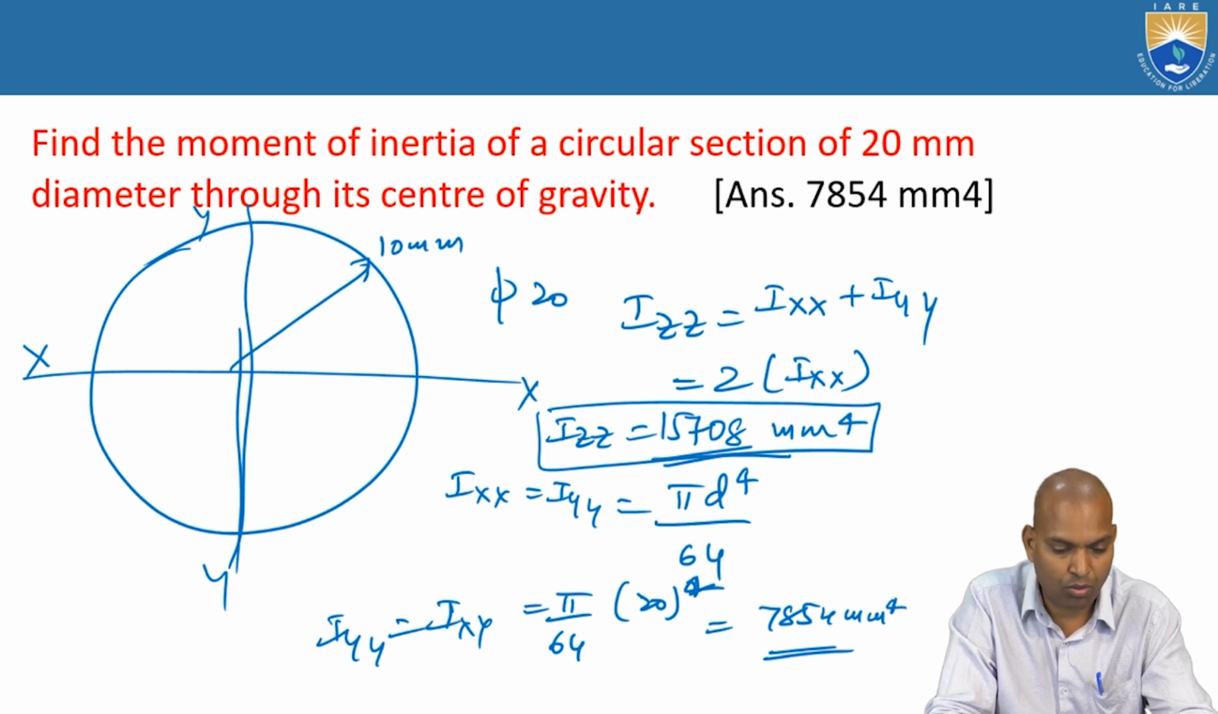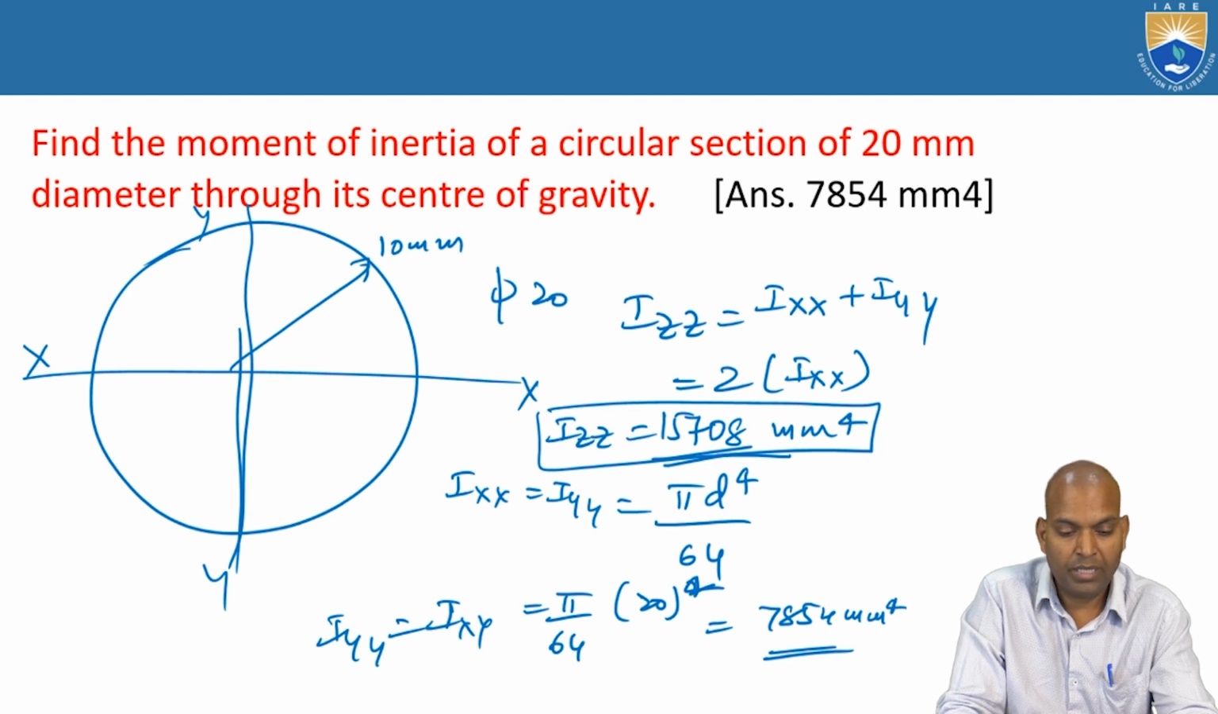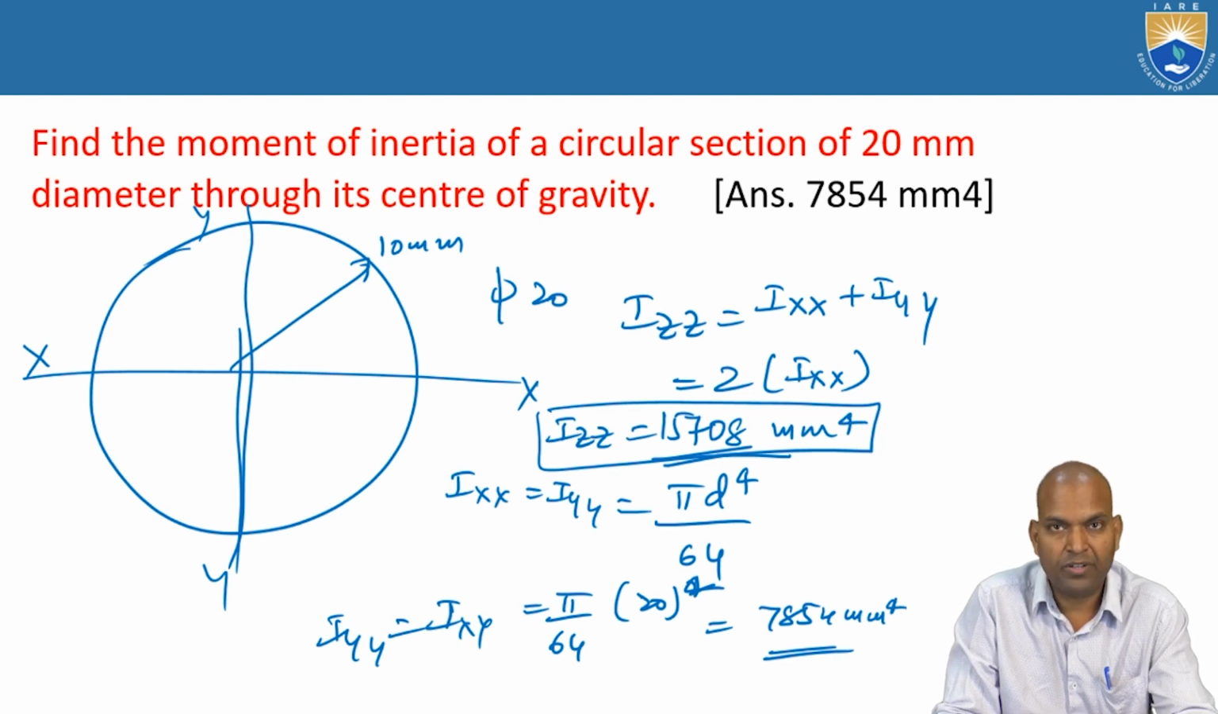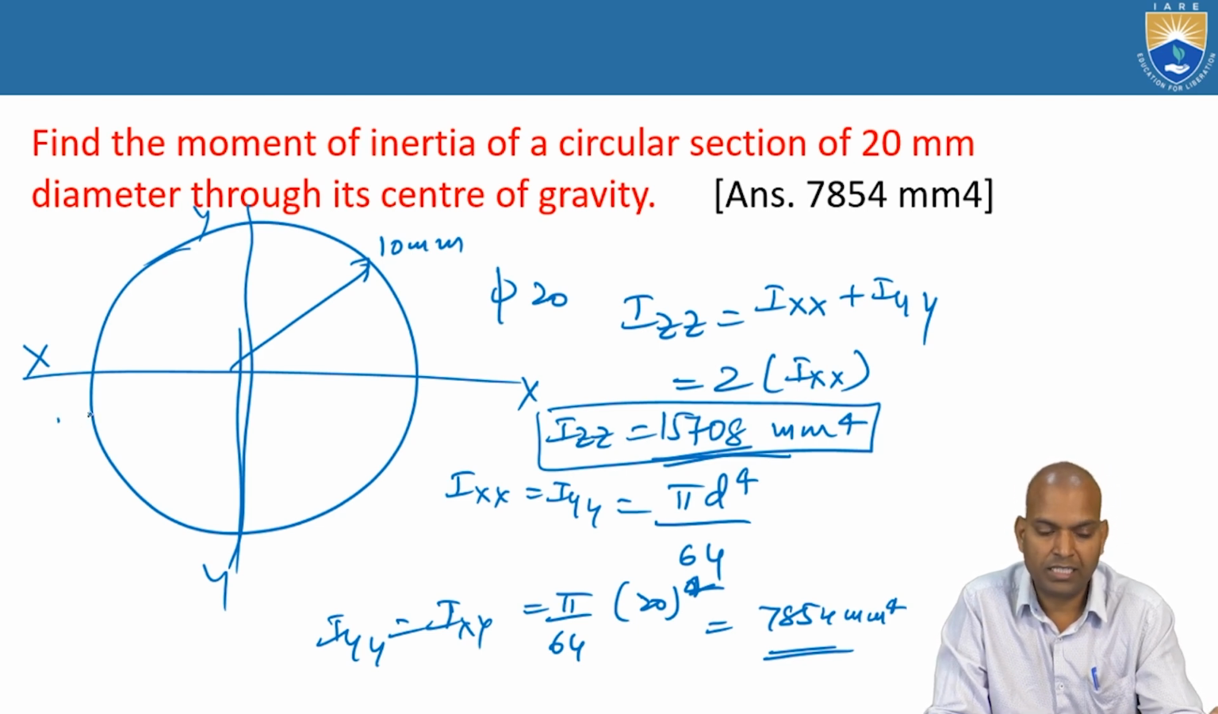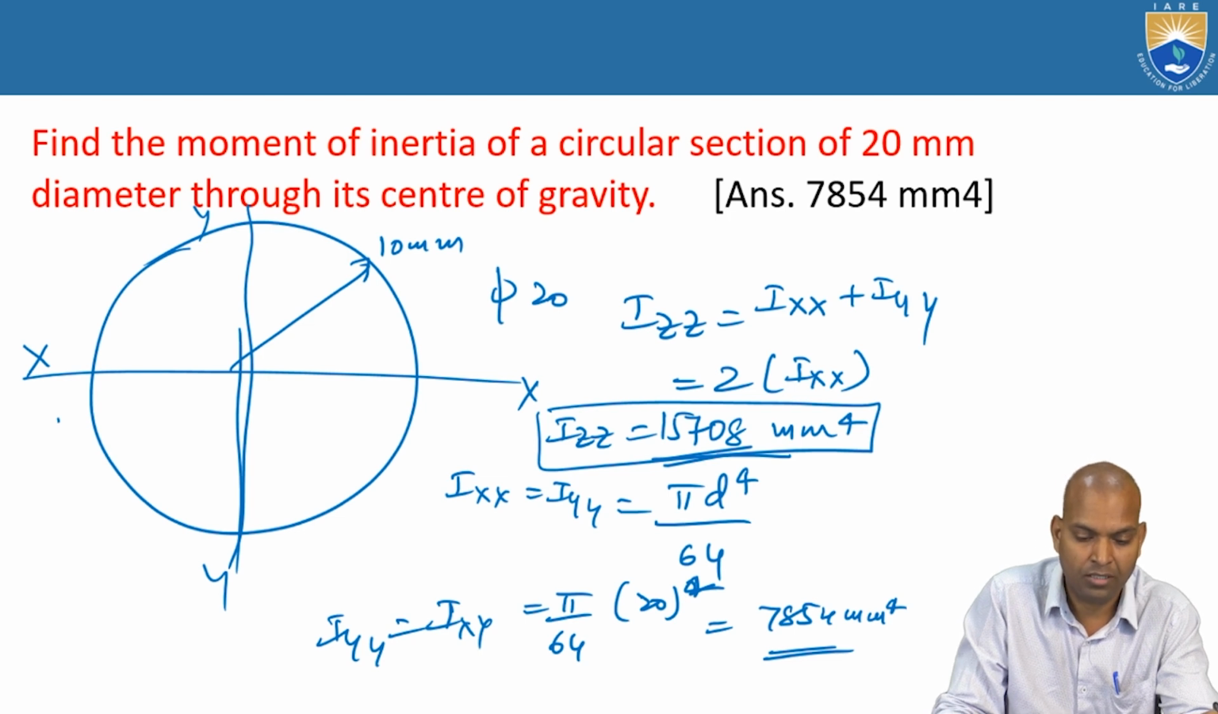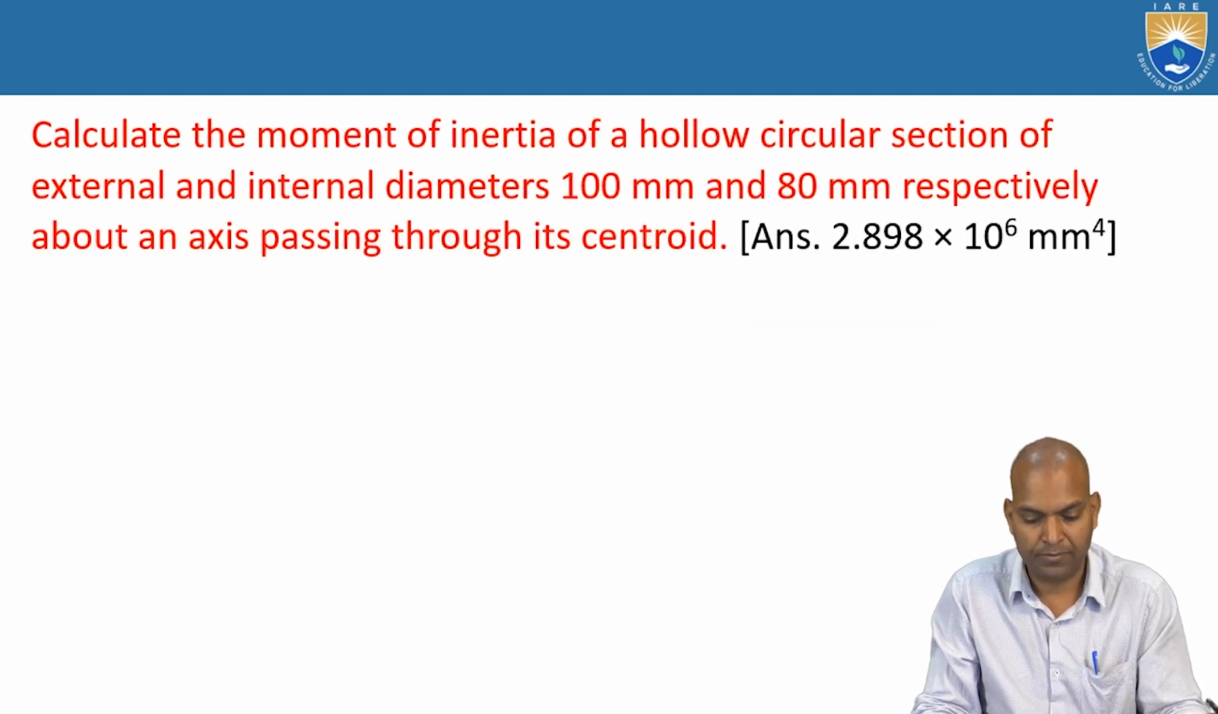But here it is asked only the moment of inertia of the circular section of 25 mm about its center of gravity, that is XX and YY. Both are equal for this circular section because it depends on only a single parameter, that is diameter. Alright, now next one.